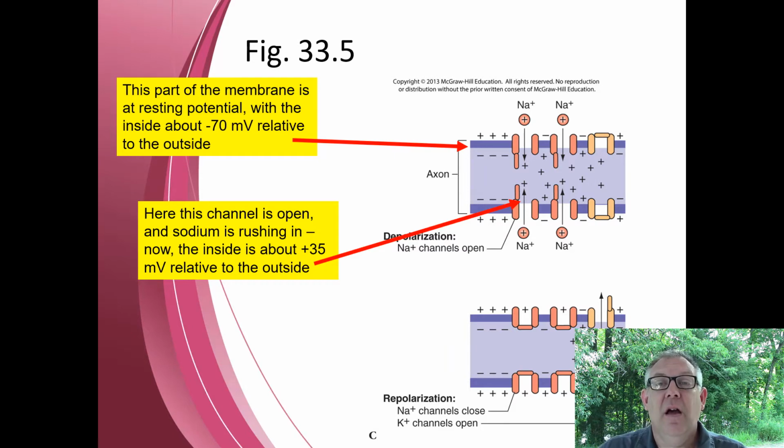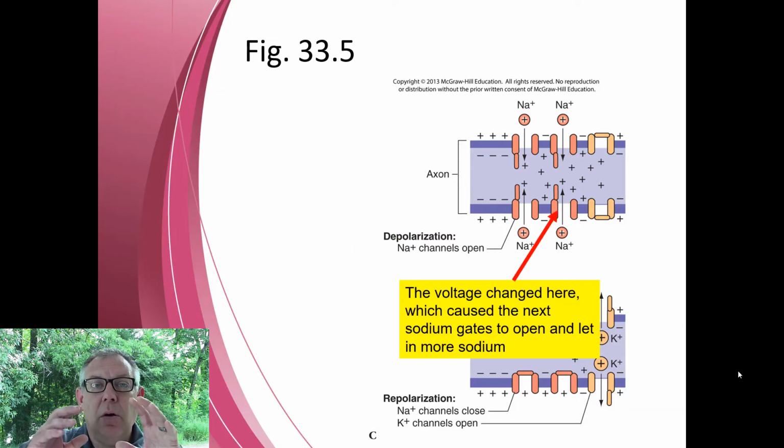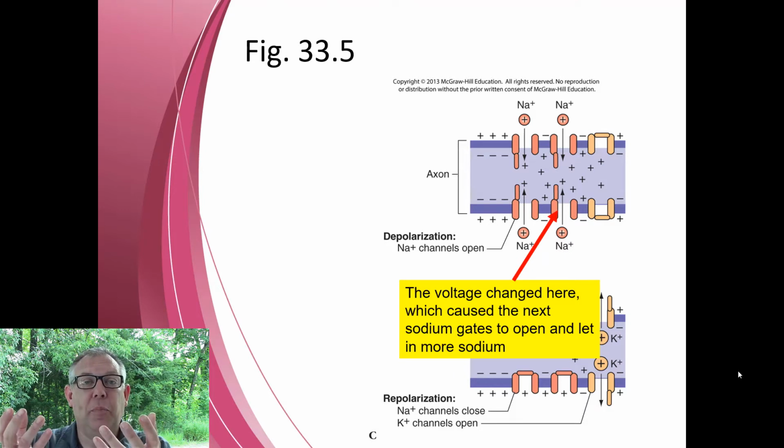But what do we say? These gates are voltage sensitive. And so when you change the voltage, you open other gates. Well, this is how we change the voltage. So now, when that voltage changed because the sodium rushed in, that caused a change in voltage from negative 70 millivolts inside to plus 35. Well, what's going to happen to nearby sodium channels? They're voltage sensitive. They sense that change in voltage and they open up.